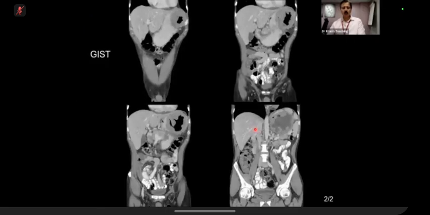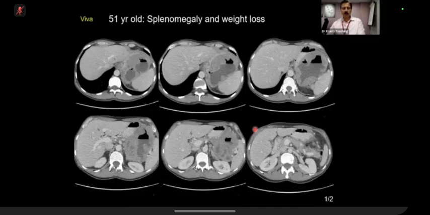Okay, well done. If you know GIST, you have to remember that GIST can be exophytic and will grow outwards. If you don't know it, you will always be confused. This is a very, very good film, very good case. Here, this is the stomach lumen. With exophytic GIST, the central part can necrose and then communicate with the lumen, and you can see these air fluid levels and things like that. So this is an exophytic GIST.